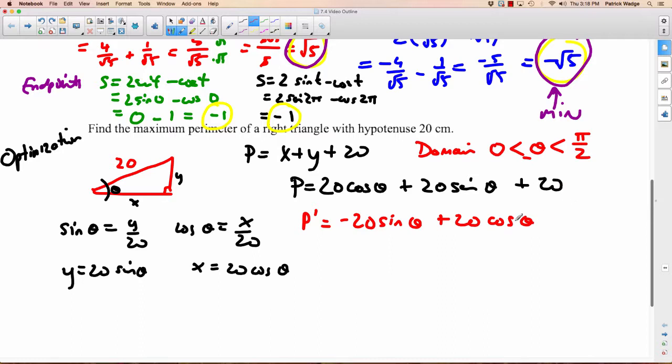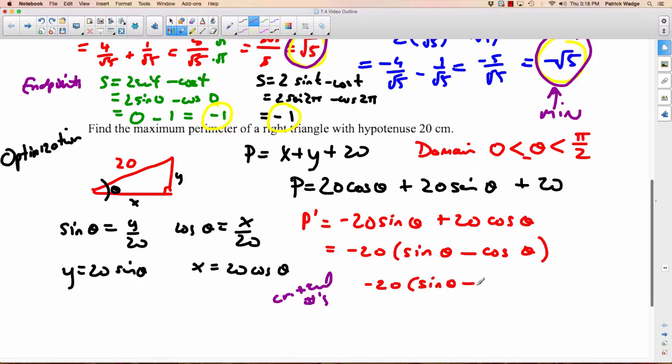Derivative of 20 is 0, so we don't have to write anything there. And why don't we take a negative 20 out? Factor of negative 20. You're left with sine theta minus cosine theta. And what we want to do is get the critical numbers. So we want to see, where does this not exist? Well, it always exists. Where does it equal 0? So when does negative 20 times sine theta minus cosine theta equal 0? Well, to start, you could divide both sides by negative 20.